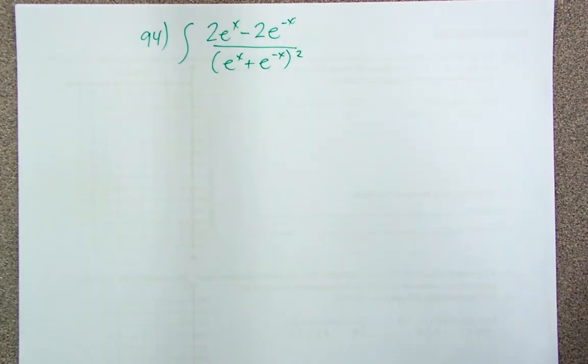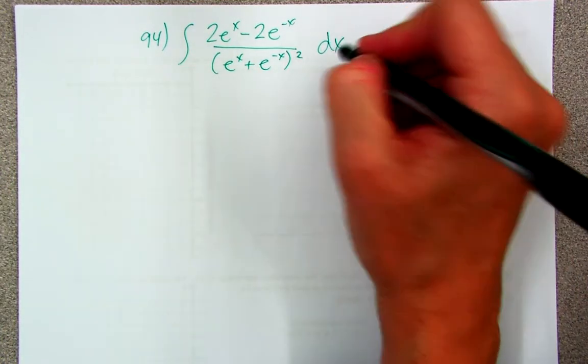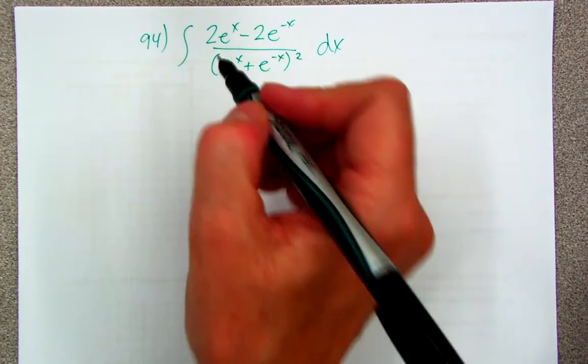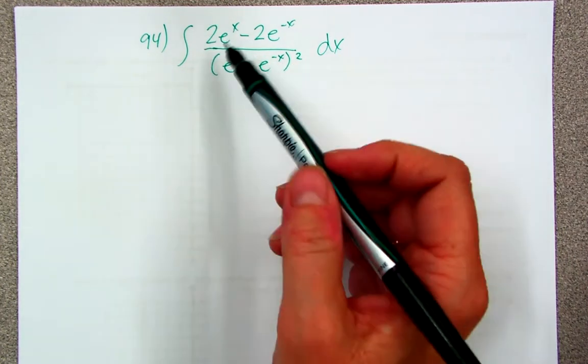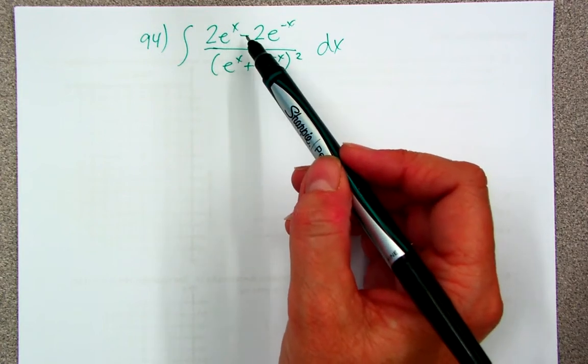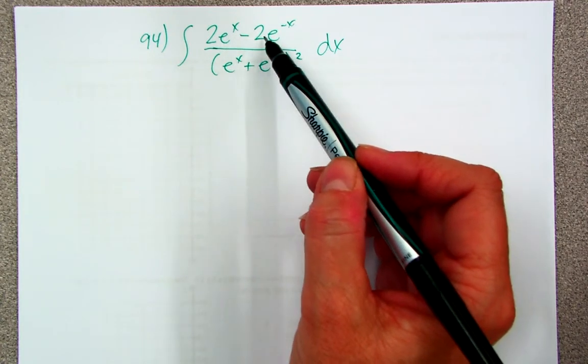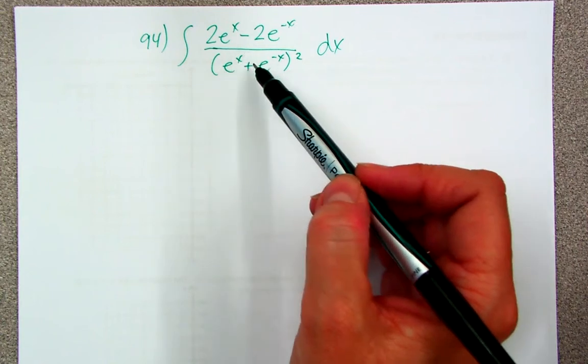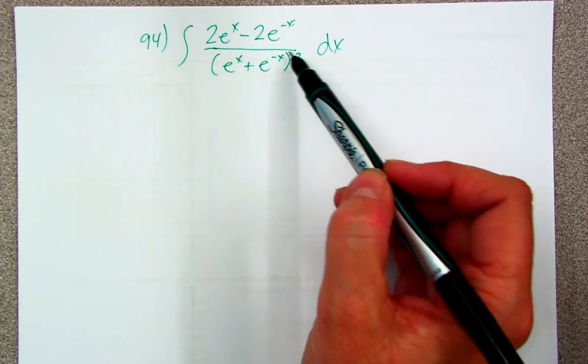So let's try another problem. Let's try number 94. So that 2 is in the numerator. It's 2 times e to the x minus 2 times e to the negative x, all over e to the x plus e to the negative x, quantity squared.